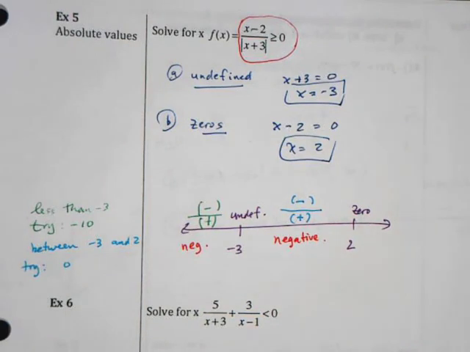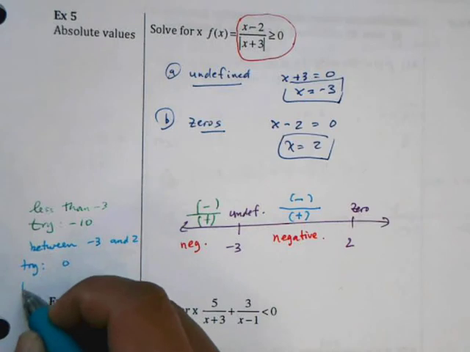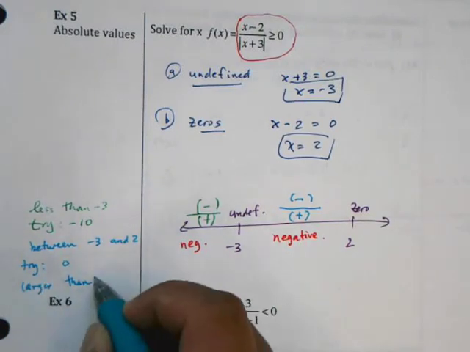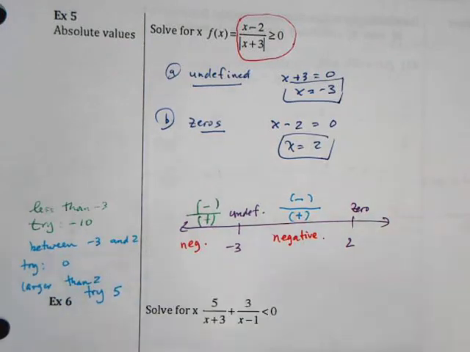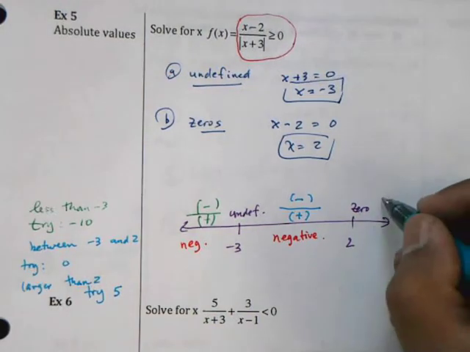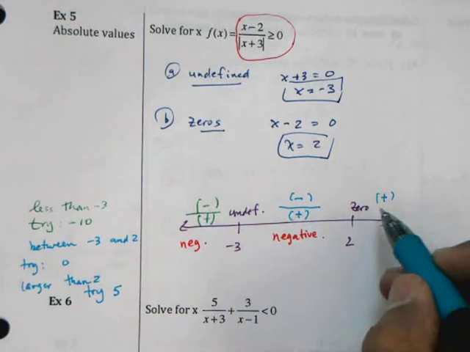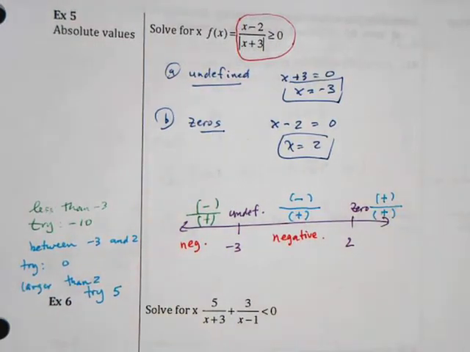Let's go with something greater than positive 2. So we can try 5. If I substitute in 5 in the top here, I get a positive 3. So no matter what number bigger than 2 I put in there, I'm going to get a positive answer. And in the bottom, once again, positive.